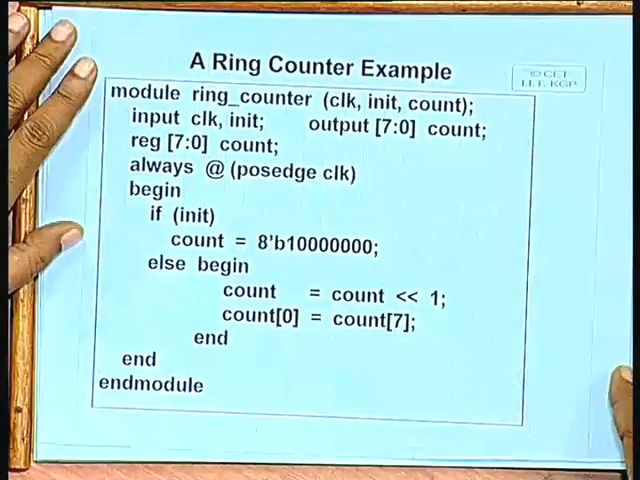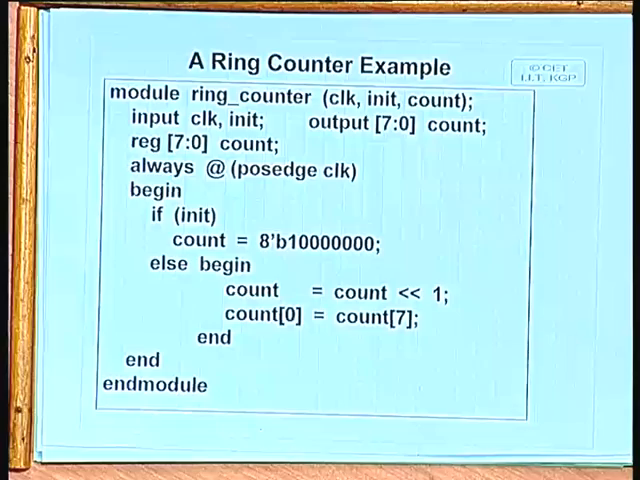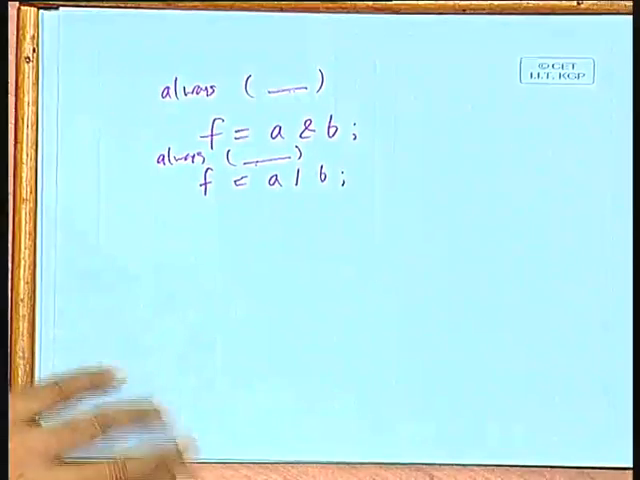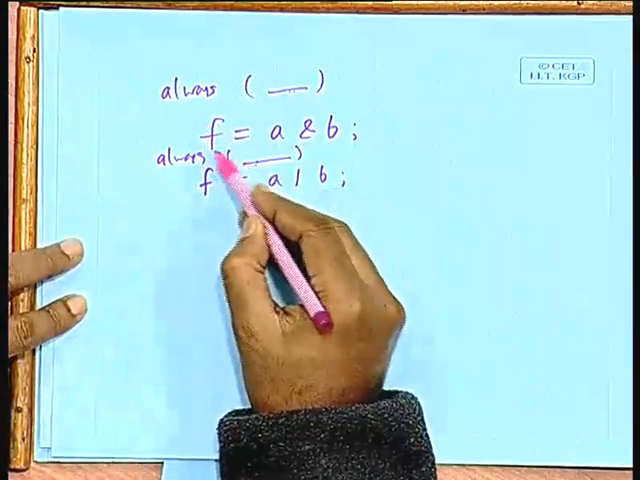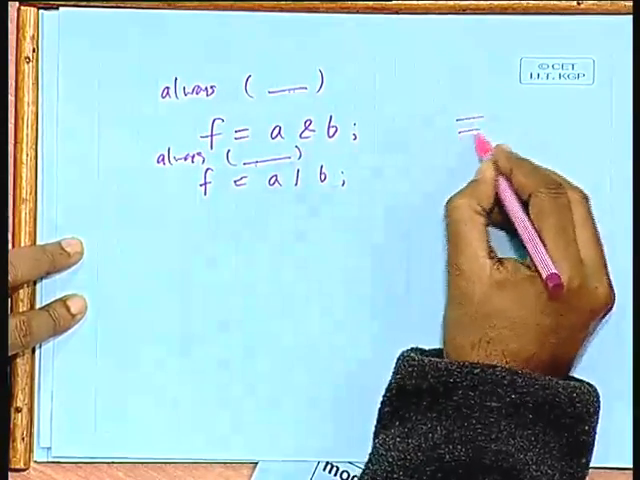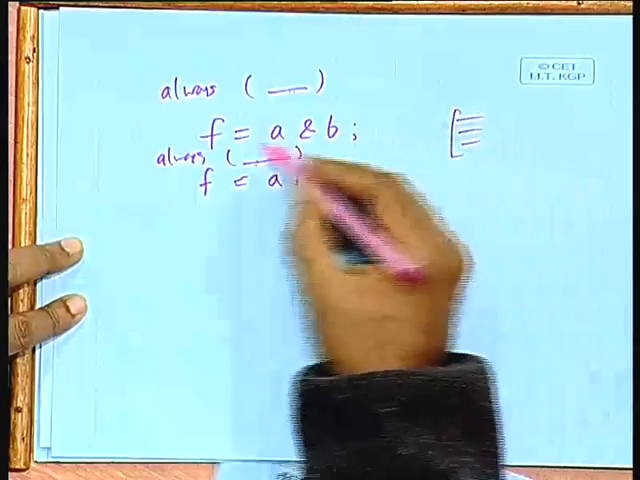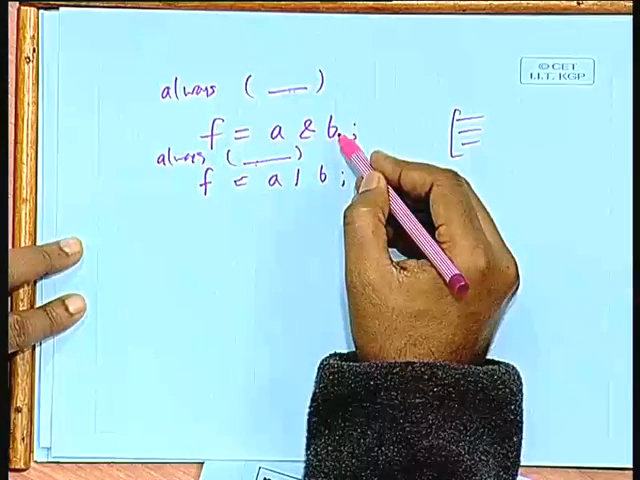Now, let us look at another interesting example. Here it was blocking till the values of A and B were available? No, blocking means that if there is more than one statement in the same block, then only it is blocking. There is only one statement, so it does not matter.